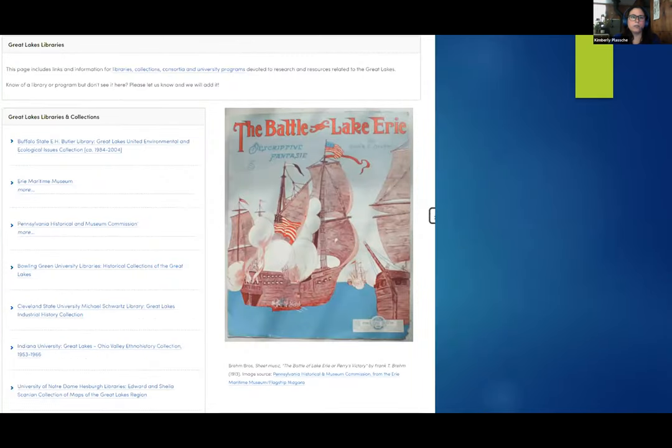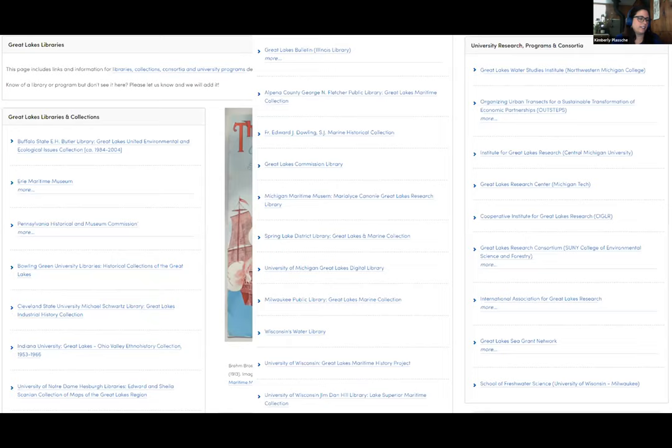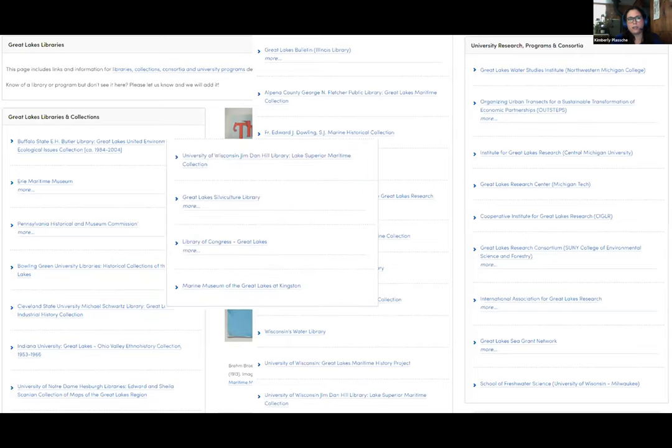And the most important page for attendees today is probably the Great Lakes Library and Research Programs page. This is where we list libraries that have collections focusing on either one or all of the Great Lakes, whether they're digitized or not, as well as university programs and degrees. So if you don't see a library listed here you're aware of, please do let me know so that we can add that to the guide.